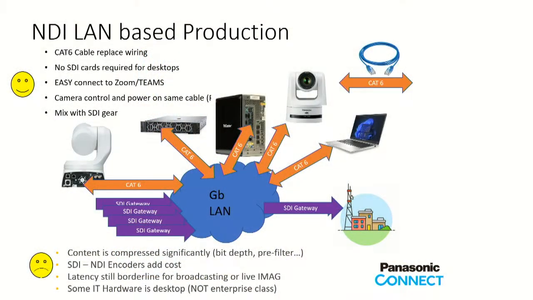So NDI LAN-based productions were pretty good for most of the workflow. The biggest issue was routing the video. You put everything on a network, but you could not route the video and you could not isolate the video. So you needed a gateway, and an SDI gateway was not there, and because of the compression, some people didn't like it. The quality question comes in because it's not an uncompressed signal.